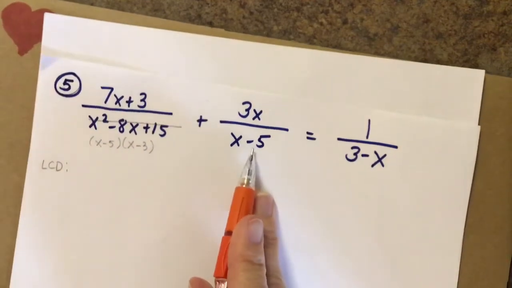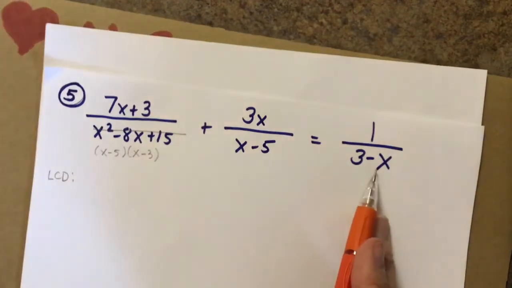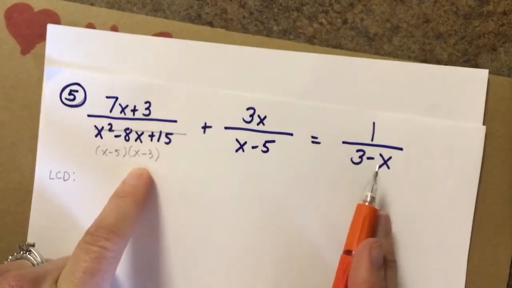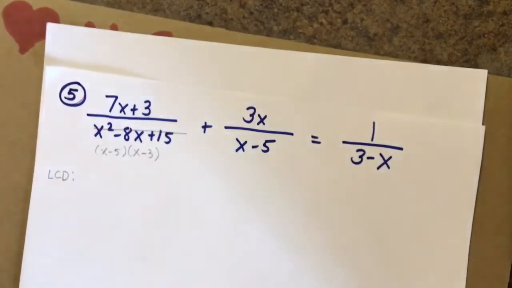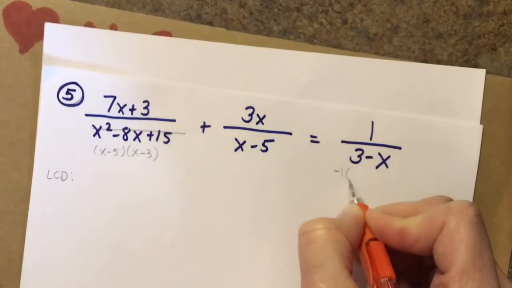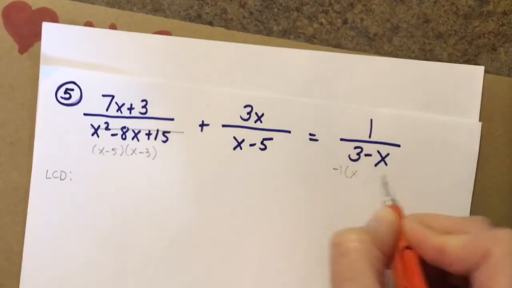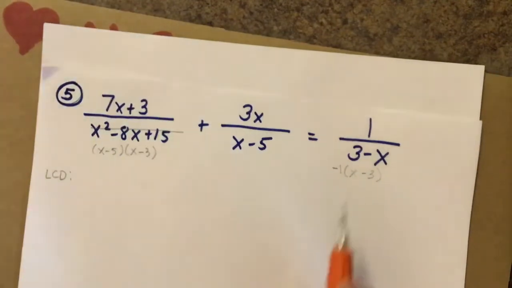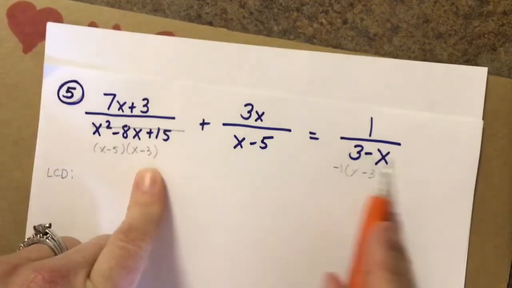Then I have x minus 5. Then I have this, 3 minus x. Is 3 minus x the same as x minus 3? Not quite. All right, but I want to make them the same, and I can by simply factoring out a negative 1. All right. And that'll make the negative x positive x, and the positive 3 negative 3. All right. Why did I do that? Well, I just want x minus 3 in my LCD. I don't want x minus 3 and 3 minus x.